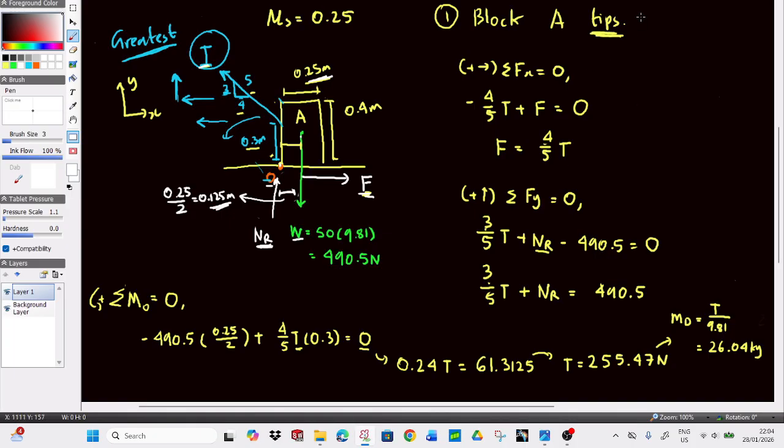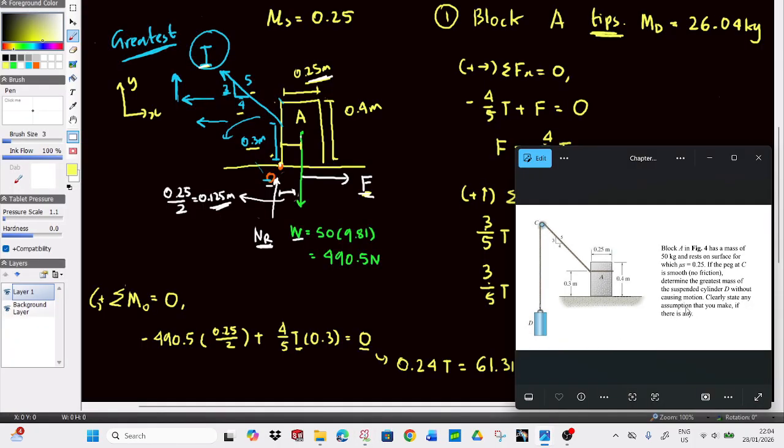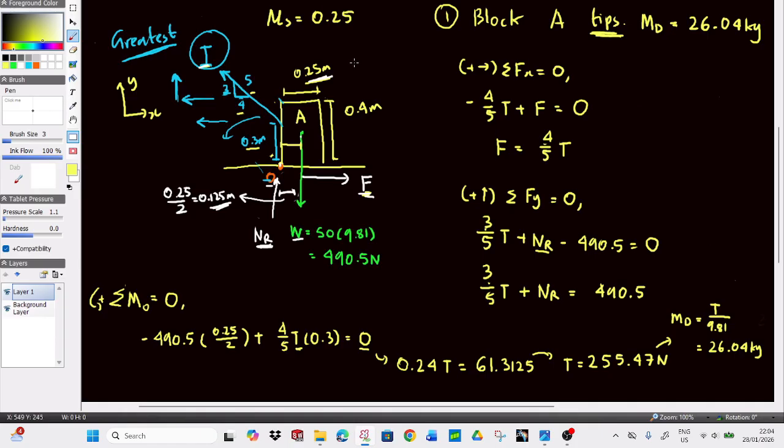So if the assumption is that block A tips, our mass at point D would be 26.04 kilograms, if we assume that it tips. That is the greatest mass suspended. So that's for the first assumption.